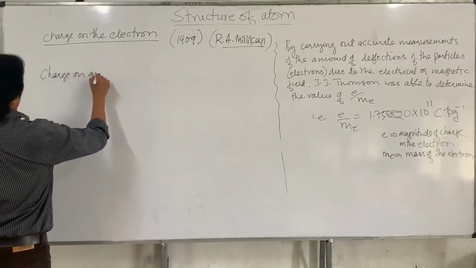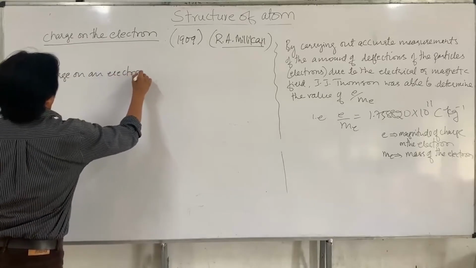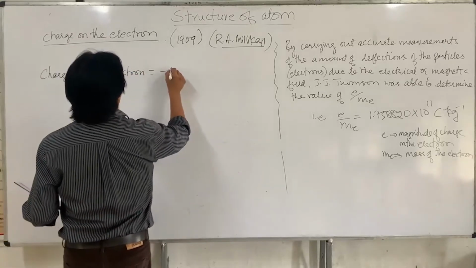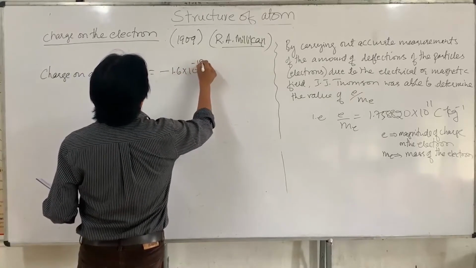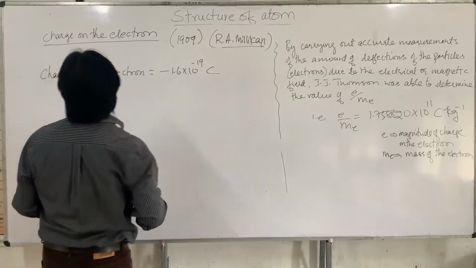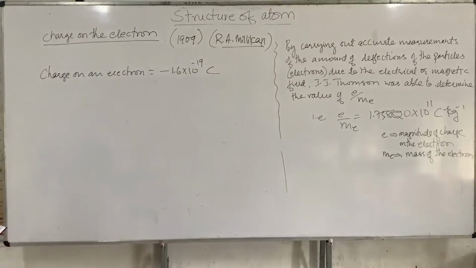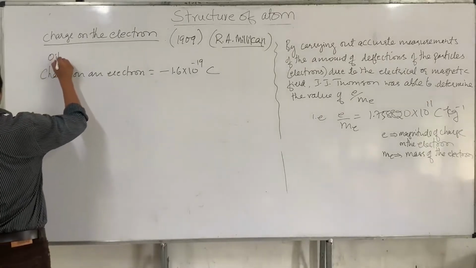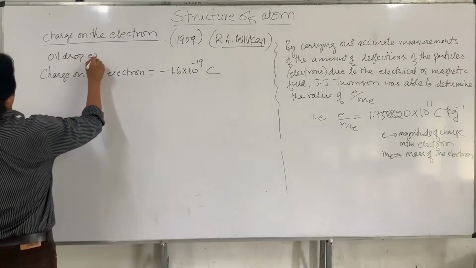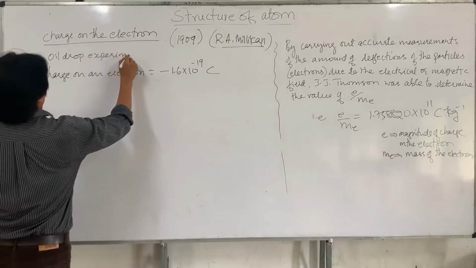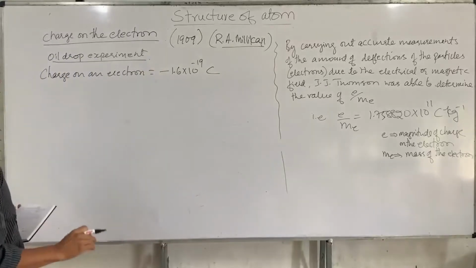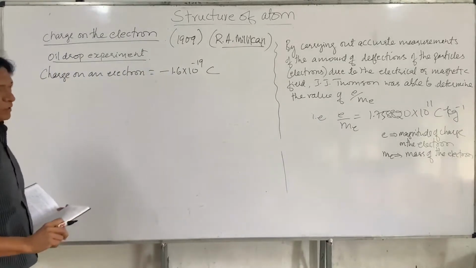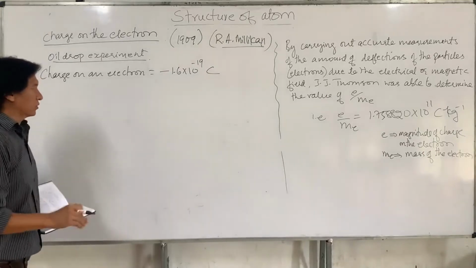Charge on an electron is equal to minus 1.6 into 10 raised to the power negative 19 coulombs. This was what Millikan actually found based on his oil drop experiment. Now this is an experiment that's a little bit hard to understand. A brief explanation of this oil drop experiment is given in a textbook. You can go through that.